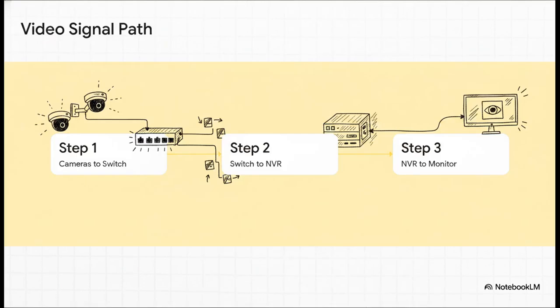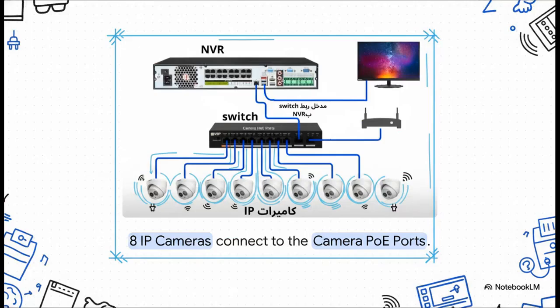All right, to see how this whole ecosystem comes together, let's trace the actual journey of the signal. Step 1, from the cameras to the switch. Step 2, from the switch up to the NVR. And finally, Step 3, from the NVR straight out to the monitor. Zooming in on that first step, each of the 8 cameras has a dedicated, direct home run back to the PoE ports on the switch. It's a super clean, one-to-one physical layout.